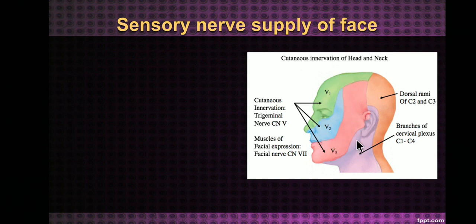So a very small area over the angle of the mandible is mainly supplied by the great auricular nerve, which is from the cervical plexus. So this area is from the cervical nerves C1, C2, C3 and C4.